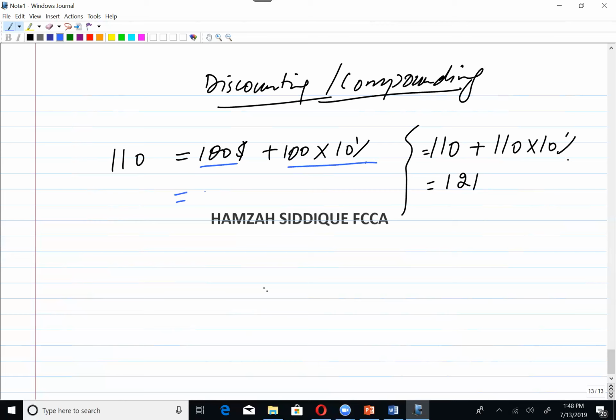Out of these two, I can take 100 common and it will be 1 plus 10%. Any issue in it? Is it clear? Any issue in it? Okay, thank you. Next.